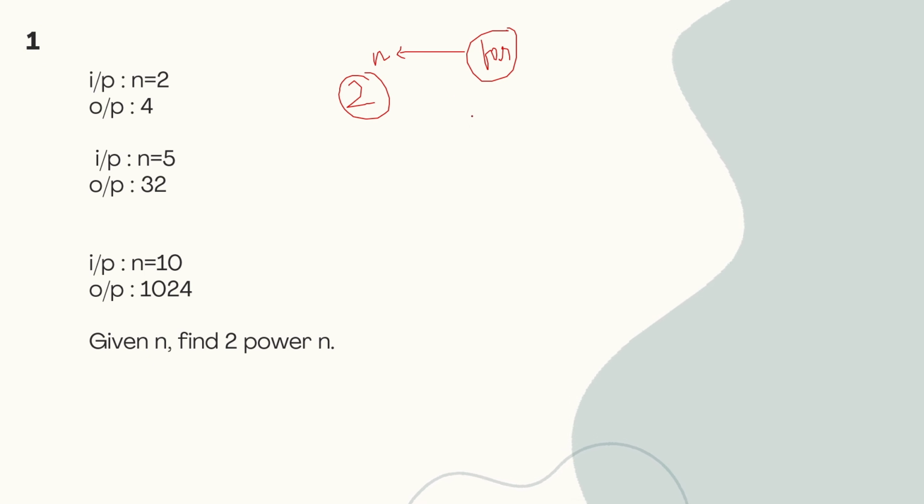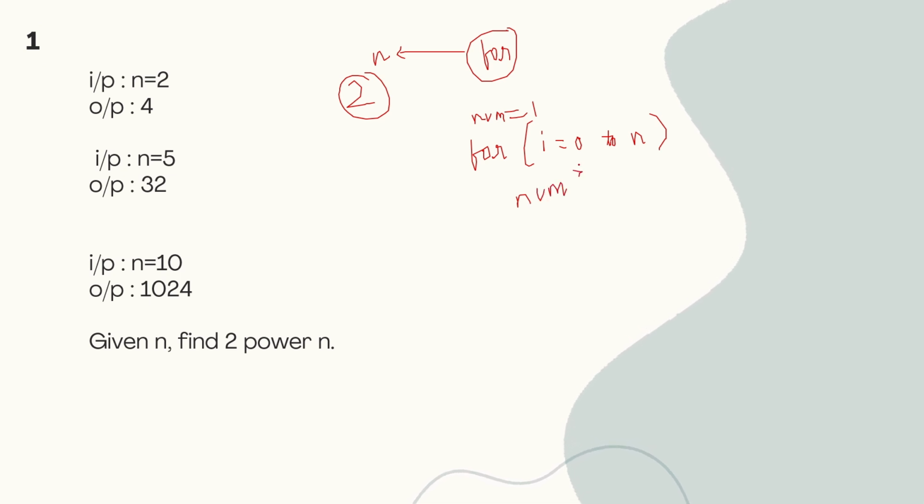So initially you will take the number to be 1, let's say num, and next you will run a for loop from i equal to 0 to n, and then you will multiply this num with 2. That's it. You will get the answer, right? So finally you will return this num at the end after completion of this for loop. This is the basic idea you could have got while seeing these kind of problems.